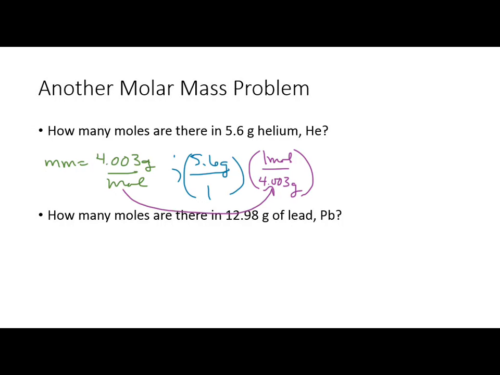So you have a choice this semester of how you work it. But if I take 5.6 divided by 4.003, then I get a number bigger than 1. There's also ratios and things like that, but give it 2 decimals, 1.4 moles. I'll buy that. Seems reasonable.